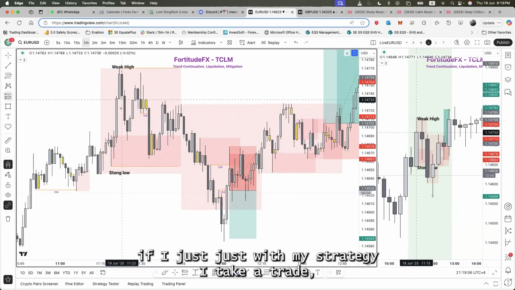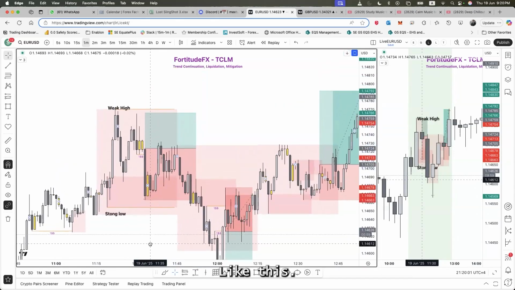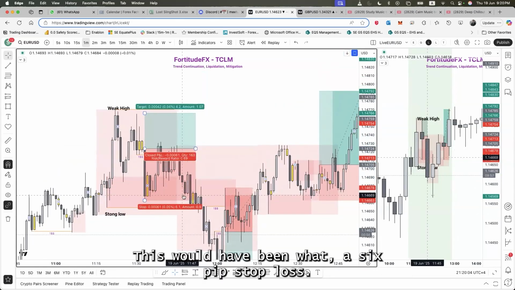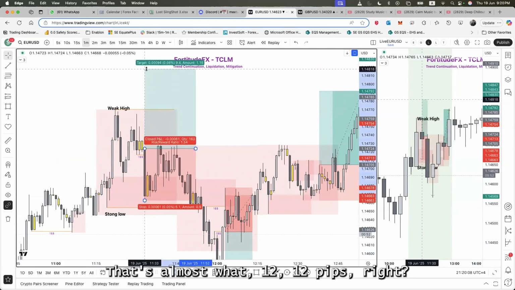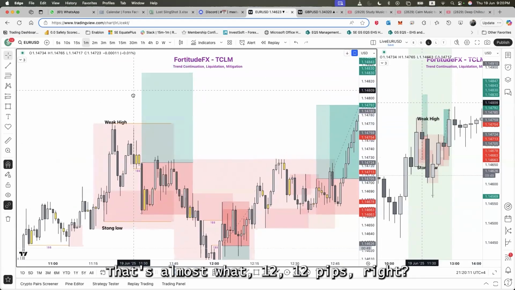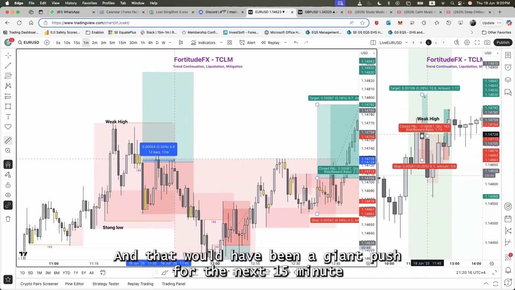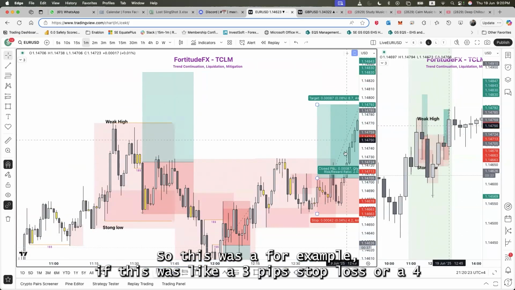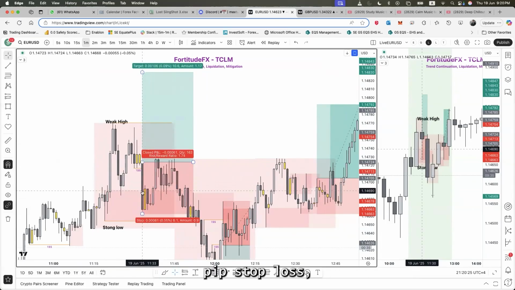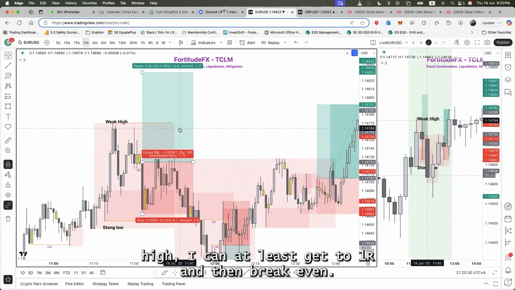Let's say with my strategy, I take a trade, my trade would have been at the breakout of this, right? Like this. This would have been what? A 6 pip stop loss. Now, a 6 pip stop loss to move to 2R, that's almost what? 12 pips, right? And that would have been a giant push for the next 15-minute candle for me to take advantage of. So if this was for example a 3 pip or 4 pip stop loss, I could have taken this trade anticipating that if it pushes higher, I can at least get to 1R and then break even, right?